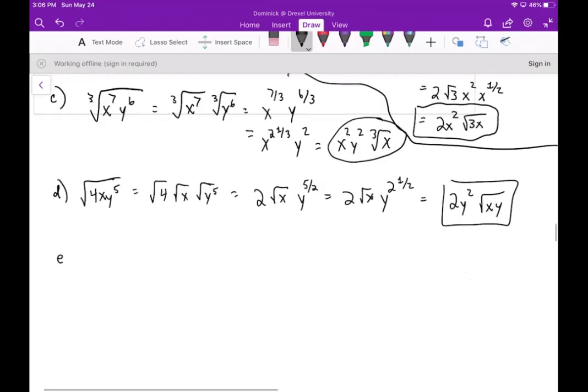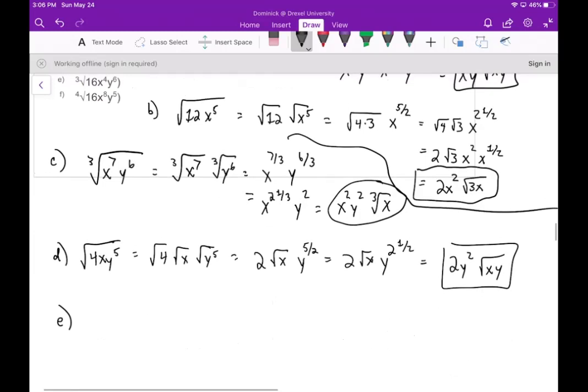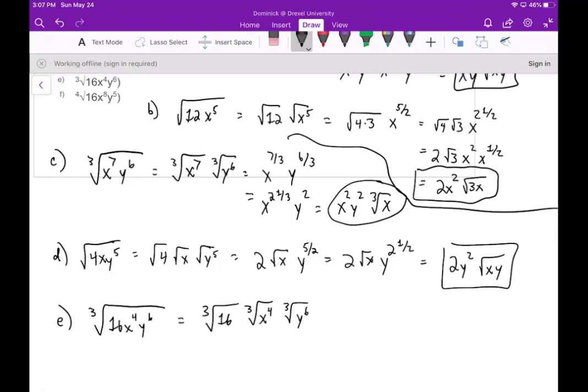Okay. Part E, we have the cube root of 16, x to the 4, y to the 6. So if we separate, we have 16, and then x to the 4th, and then a cube root of y to the 6. Now for the cube root of 16, I need a perfect cube and another number. A perfect cube and another number that we could use would be 8 and 2, right? So this is a cube root of 8 times a cube root of 2. So that's going to give me a 2 cube root of 2.